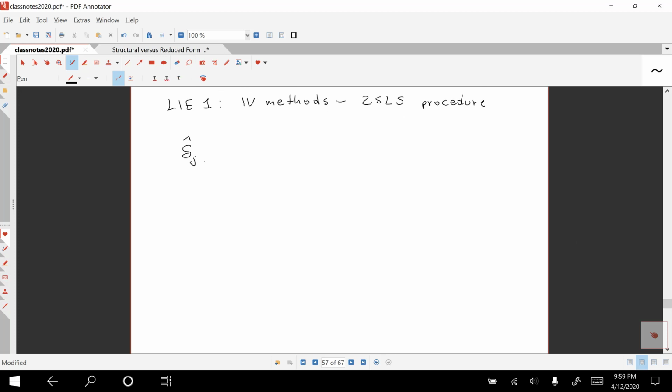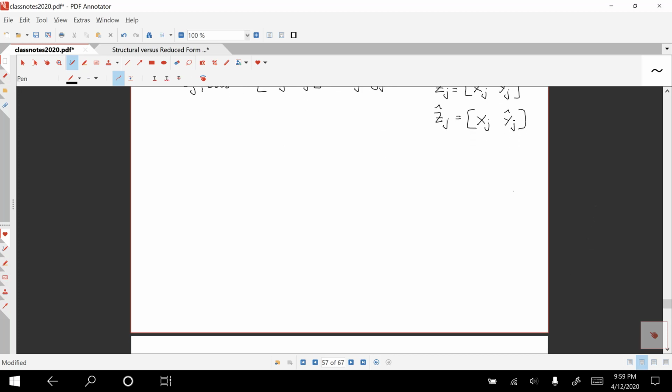So the two-stage least squares estimator can be written. Remember, we have the predicted value of that vector z, so that's the inverse, times Cj hat times yj. Remember zj includes the vector of exogenous variables and the vector of endogenous variables, and Cj hat includes the exogenous variables and also the predicted values of the endogenous variables, which we obtain in that first stage.